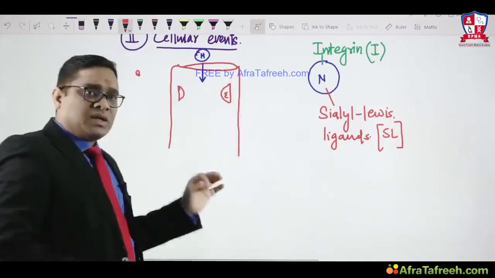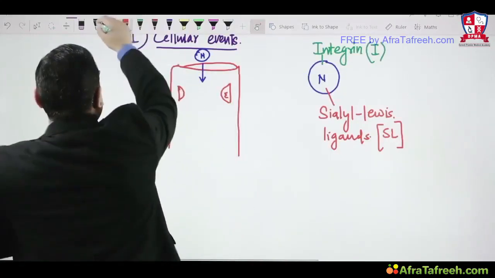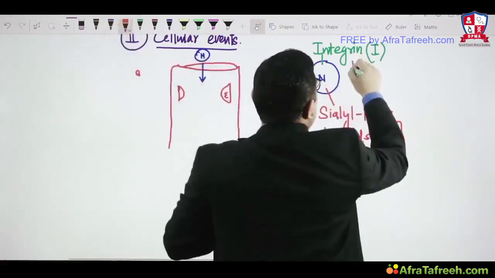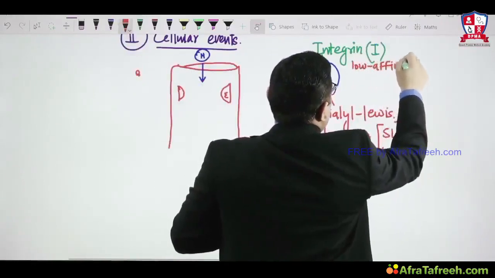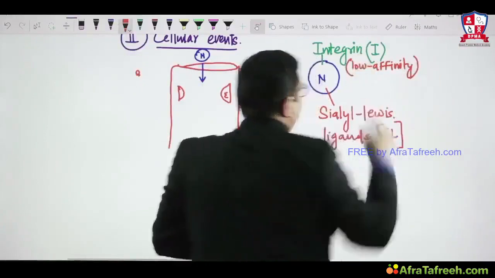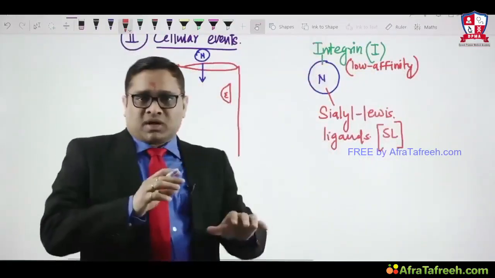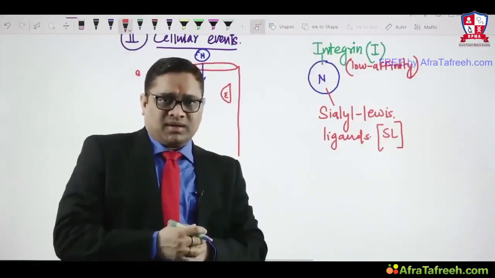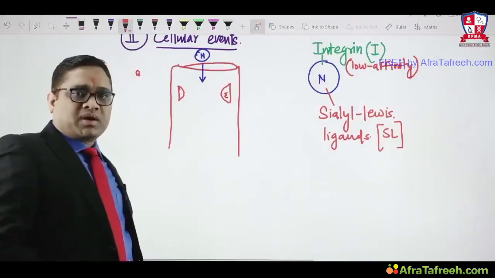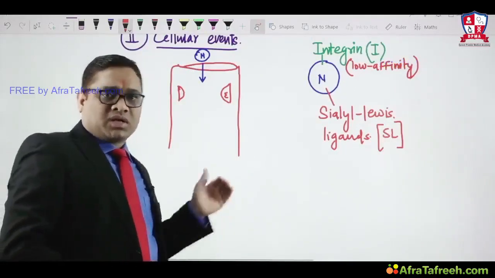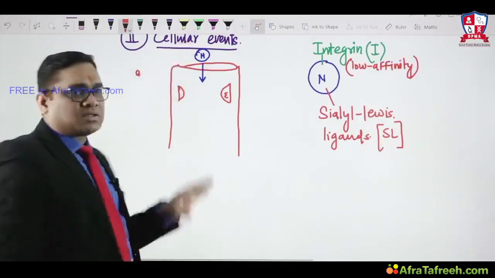When a neutrophil is under normal situation, integrin will have low affinity. That is very important to understand. This integrin will have low affinity, right? And when inflammation is going on, then the neutrophil integrin will be converted into high affinity integrin, right? So that is the basic concept we have to understand before we proceed to the cellular events of acute inflammation.